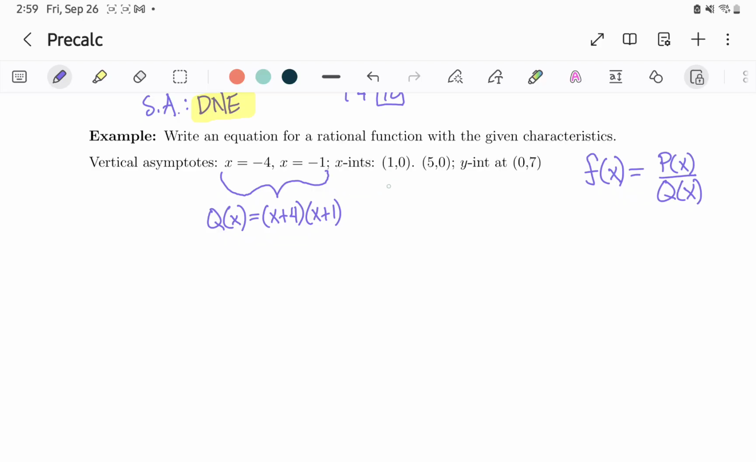And then here with the x-intercepts at (1, 0) and (5, 0), well, since f of x is equal to 0 when x is equal to 1 and when x is equal to 5, that means p of x is equal to 0 when x is equal to 1 and when x is equal to 5. And so this means that it must have a factor of x minus 1 and x minus 5.